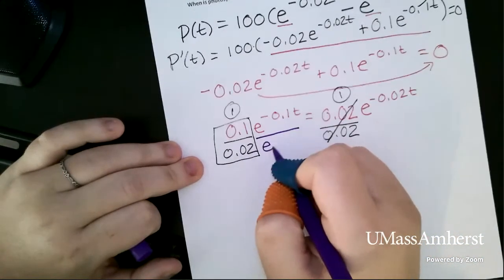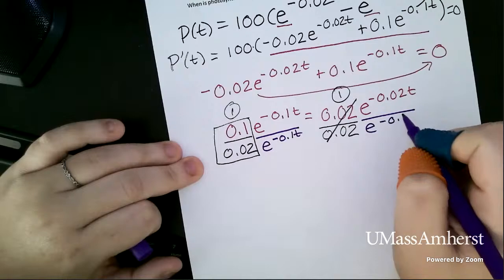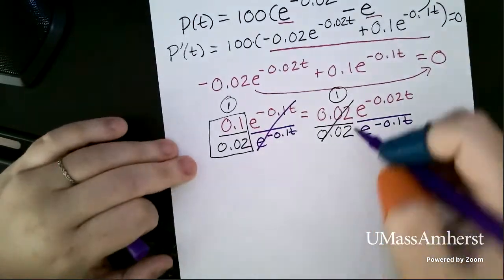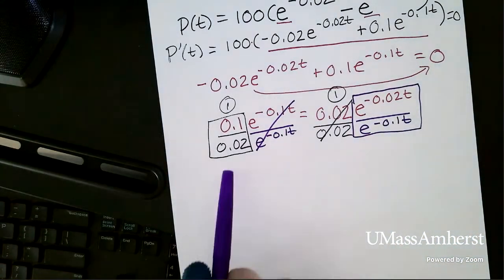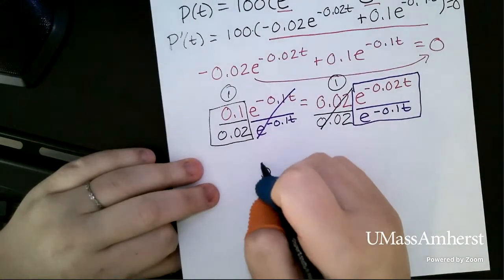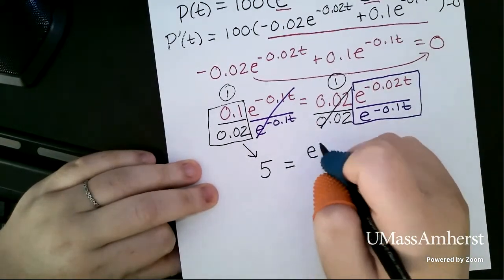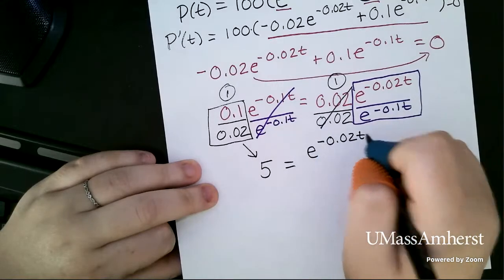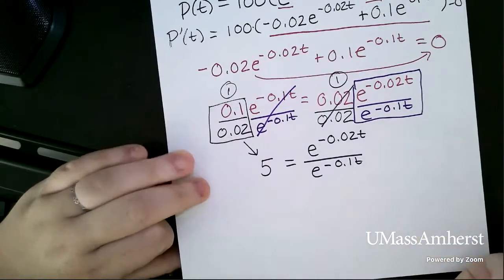So I'm going to divide both sides by e to the negative 0.1t. Okay, so that'll cancel on the left, and this is what's left on the right. Okay, so now on the left, I have 0.1 divided by 0.02. If you were to plug that into your calculator, that would become 5. Okay, now on the right, I have e to the negative 0.02t divided by e to the negative 0.1t.